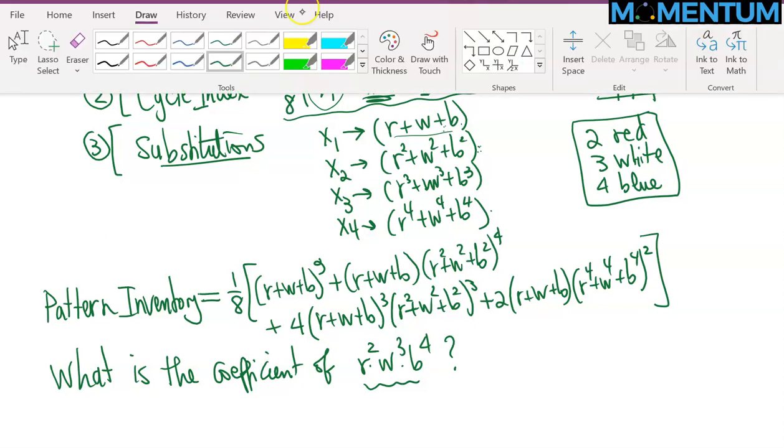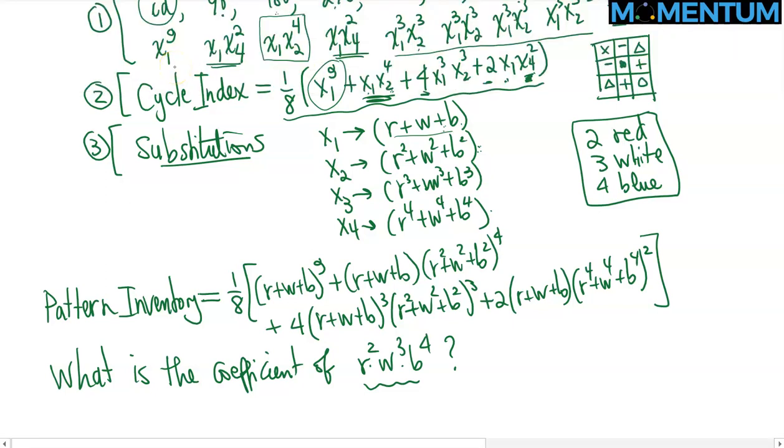And let's begin. Let me use a different color here. Okay, let's start with the very first term. In the end, we shouldn't forget to multiply everything by 1 over 8. In total, we have 4 terms: 1, 2, 3, 4. In each term, we need to find the coefficient of this term. So in the first term, R plus W plus B raised to the 9th power, what would be the coefficient of R squared, W cubed, B to the 4?